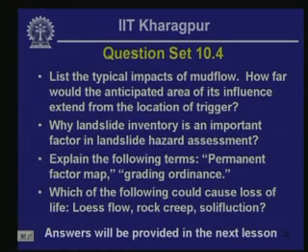So, we wrap up this particular lesson with a question set. The first one being, list the typical impacts of mud flow. How far would the anticipated area of its influence extend from the location of trigger? Second question, why is landslide inventory an important factor in landslide hazard assessment? Third one, explain the following terms: permanent factor map and grading ordinance. And finally, which one of the following could cause loss of life: earth flow, rock creep and solifluction?